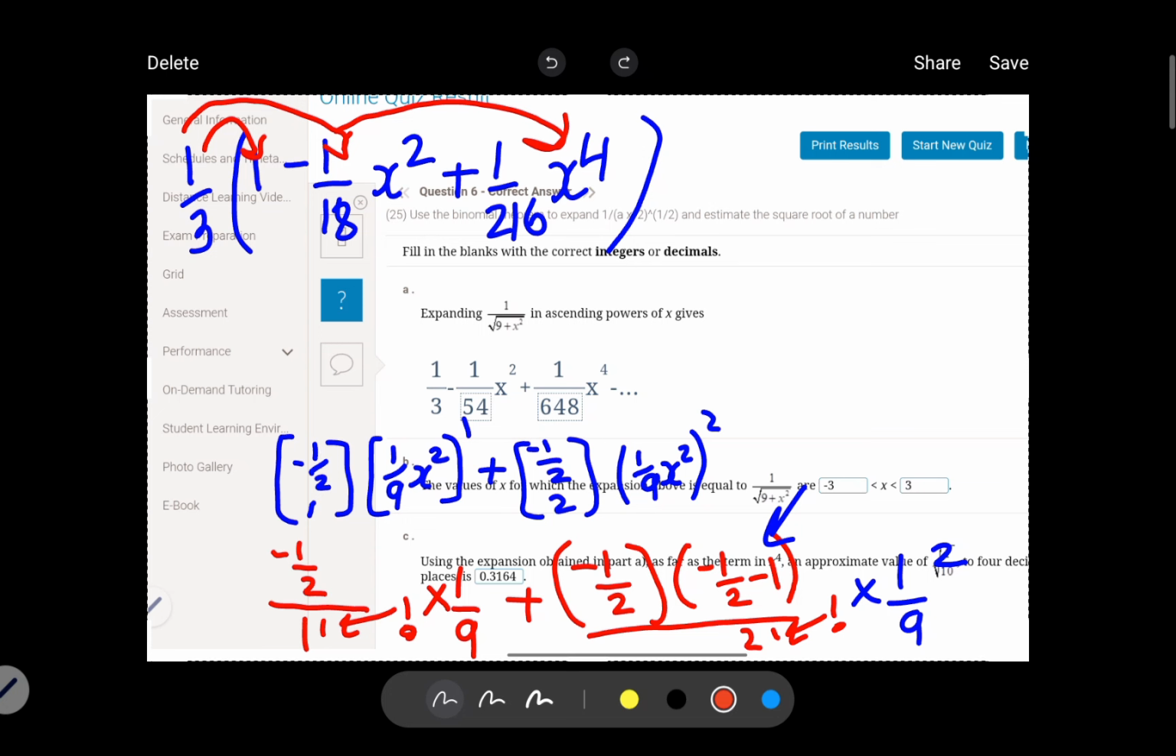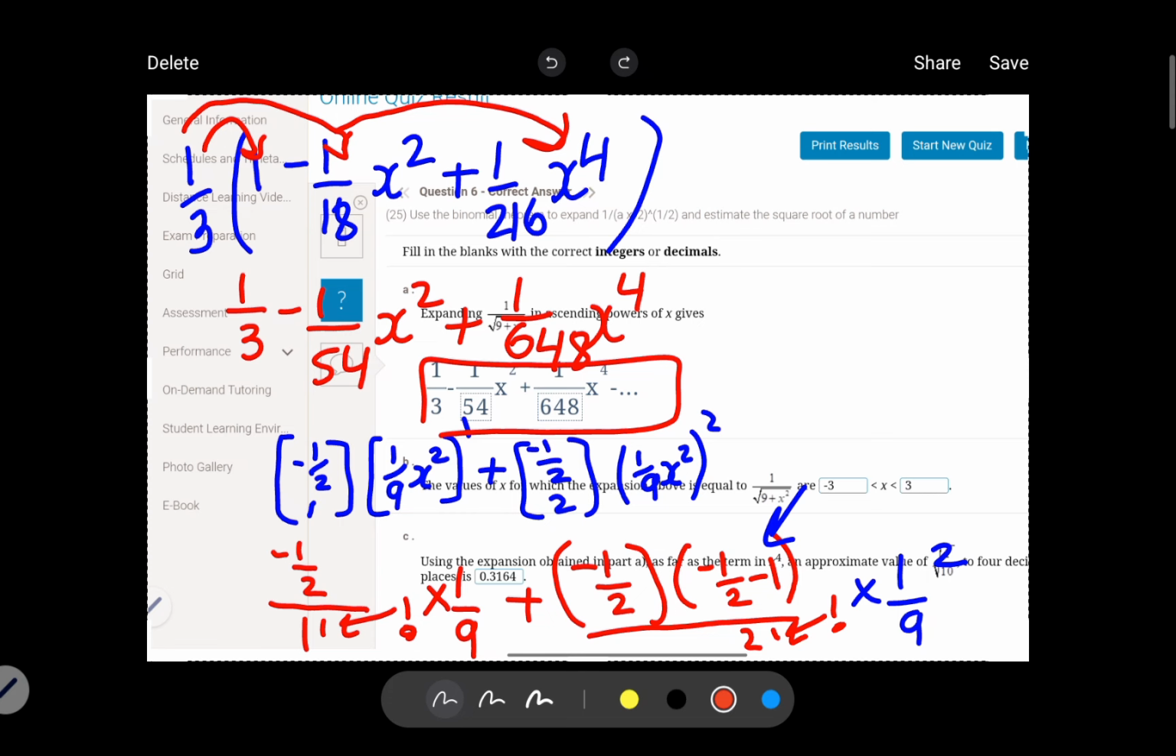Okay, now when you substitute this, you will get 1 over 3, and of course put this on your calculator. 1 over 18 times 3, 1 over 54 x squared plus 1 over 648 x to the power of 4. Yeah, we got this.